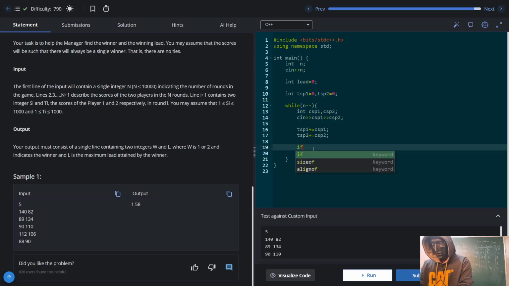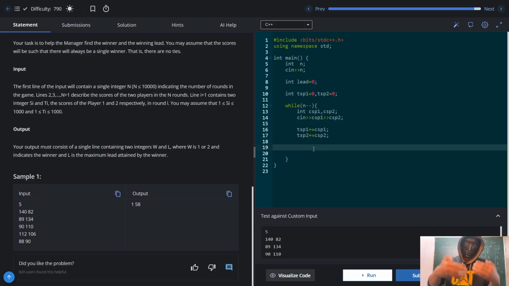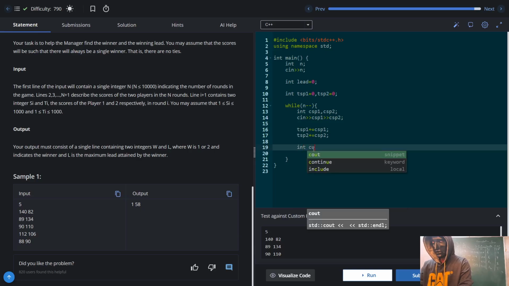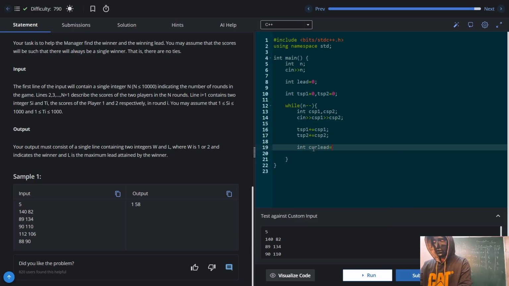So now you need to find if total score of player 1, first you need to find the current lead, like in the present round what is the lead the player is taking. So you will be taking current lead, which is going to be absolute value of total score of player 1 minus total score of player 2.